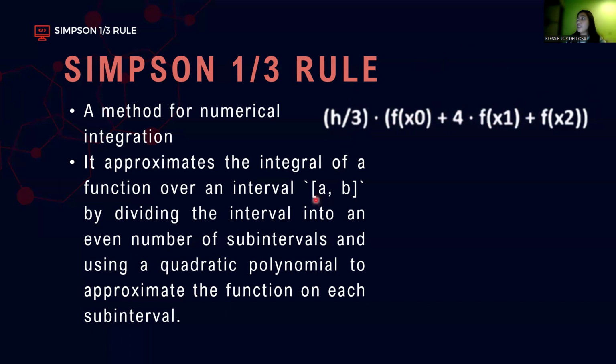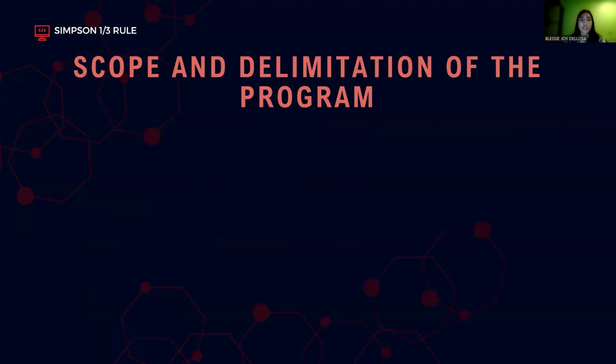So a is x0. Oh no, it just continues. So it depends. So going back, we have in our handout how to compute it. But in our program, you just have to enter a and b, the x0 and the x1, and if you have subintervals of 12 like that, the x2, x3, x4, and so on and so forth, the program will calculate it itself. So now going to the scope and the limitation of the program.